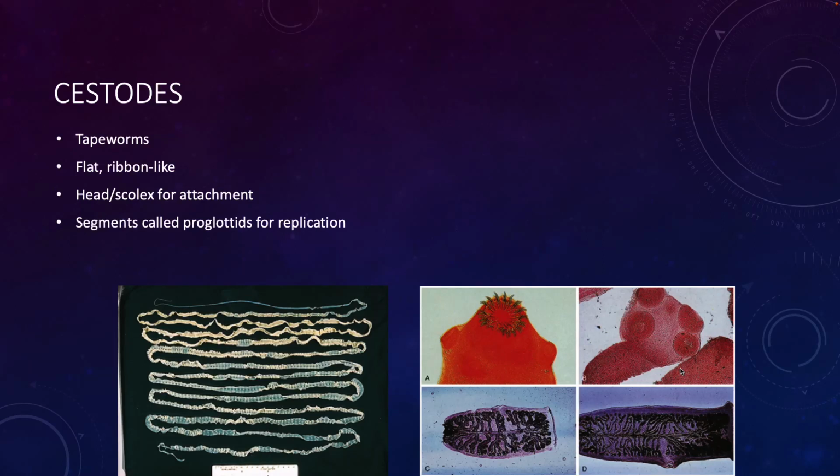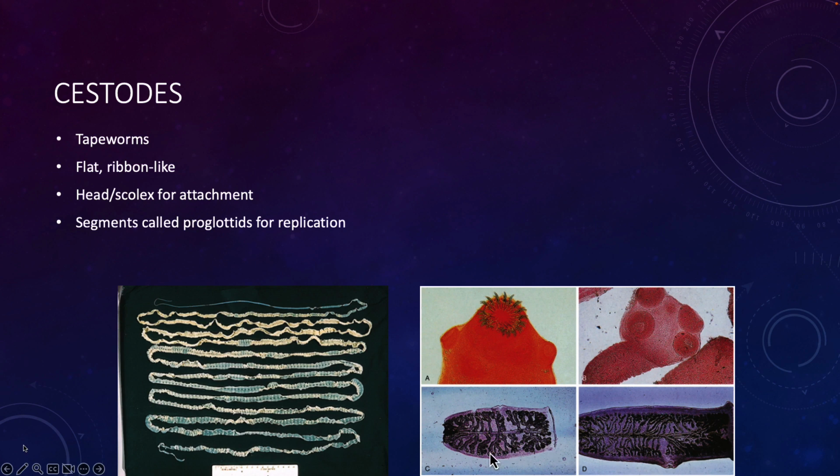Our last group of multicellular parasites are the cestodes, which are sometimes also called tapeworms. They are flat and ribbon-like. They have segments. So the trematodes are also flat, but they don't have segments like the tapeworms do. Cestodes have a structure that's called a scolex. It's analogous to like the head that they can use for attachment. And then they have all of these segments here called proglottids.